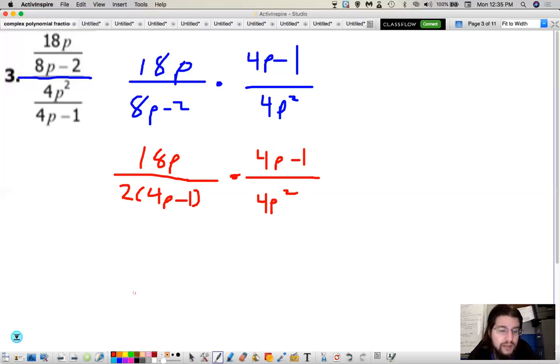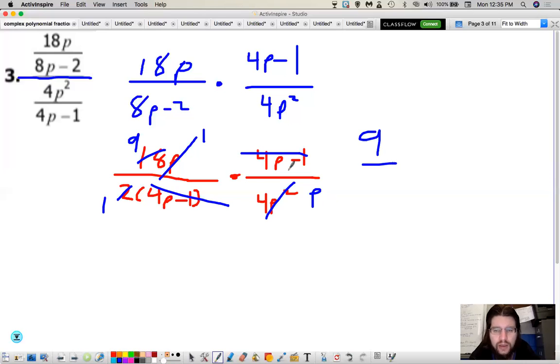Now let's do some canceling. So 18 divided by 2, well, that's 9, and 2 divided by 2 is 1. 4p minus 1 divided by 4p minus 1 is gone. Oh, nope. We got these p's canceling. P divided by p is 1. P squared divided by p is p. So we've got this 9 on top. And on the bottom, let's see, we've got 4 times p is 4p.